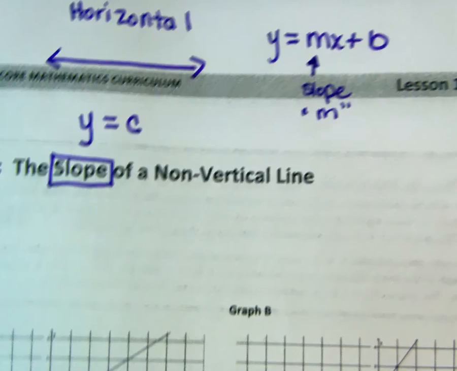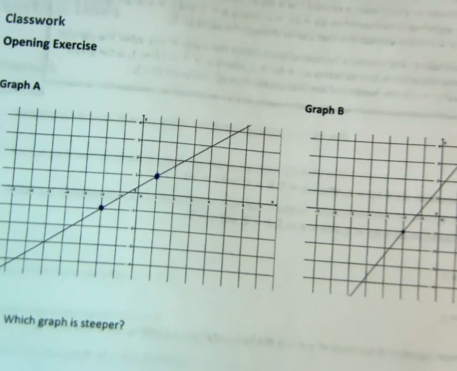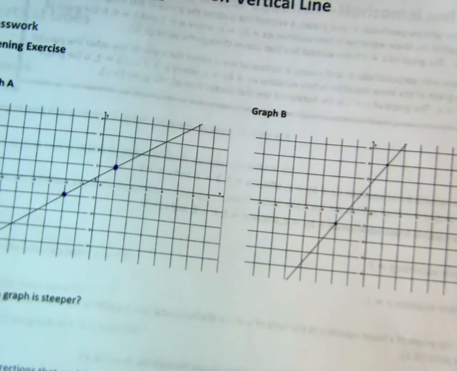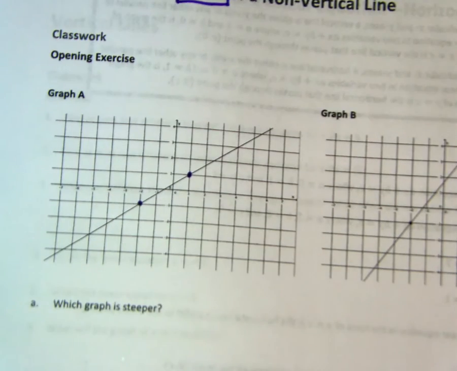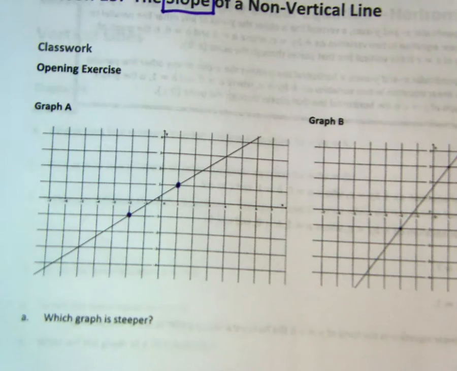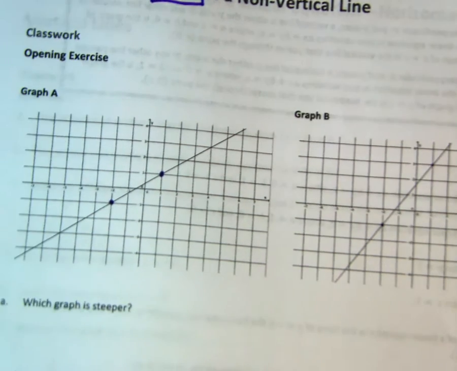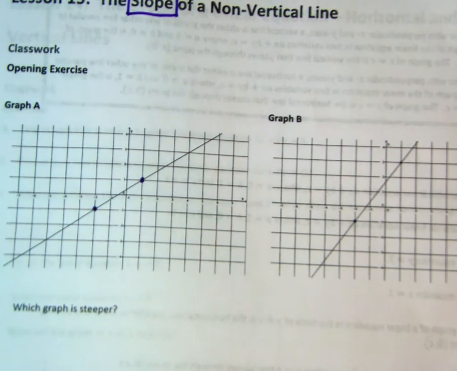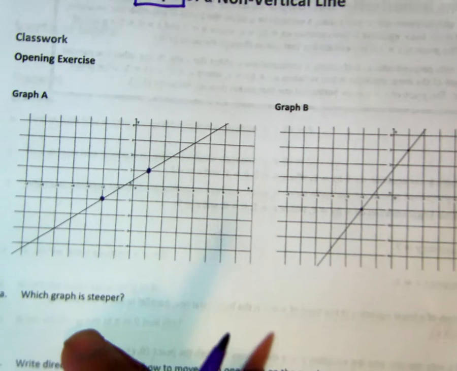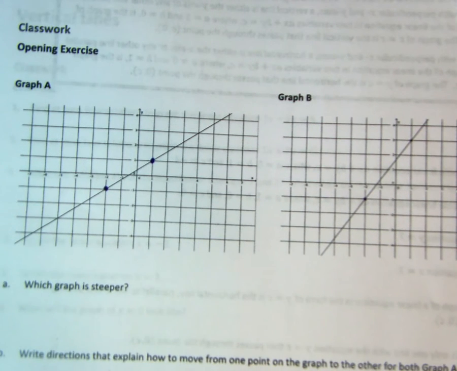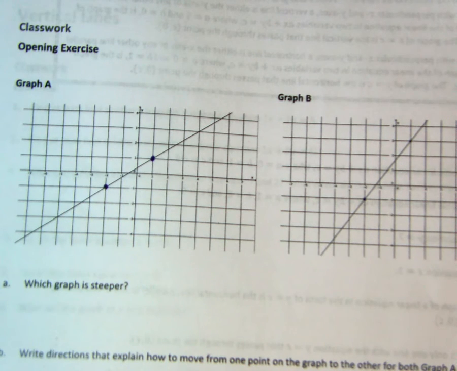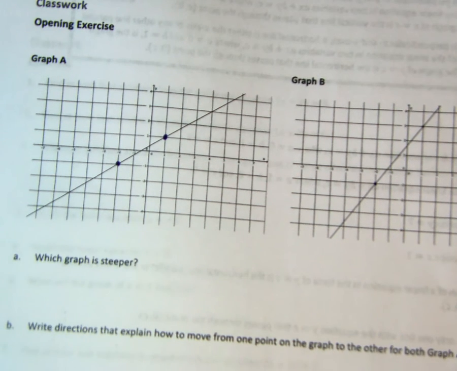Let's take a look at the opening exercise. In our opening exercise, we have two graphs, graph A and graph B. Examine each graph and answer the questions with me. Which graph looks steeper? So examine graph A and graph B and write your answer below using the given sentence stem. Which graph looks steeper? It's also okay if you don't understand what the word steepness means.